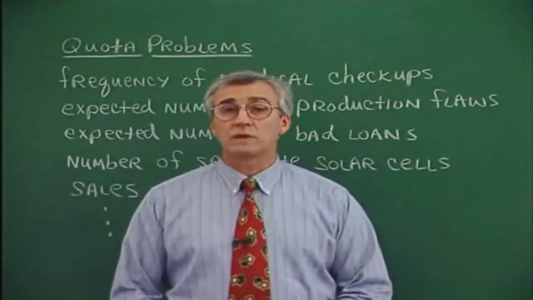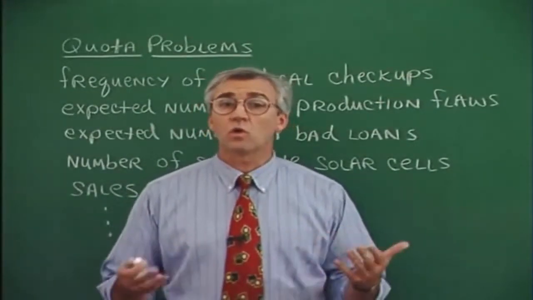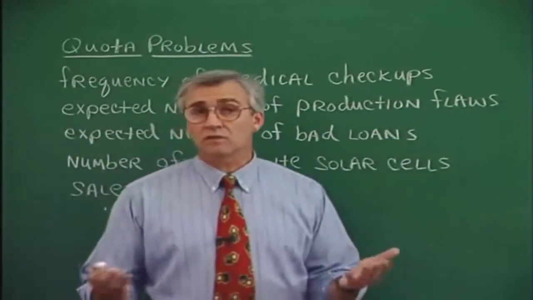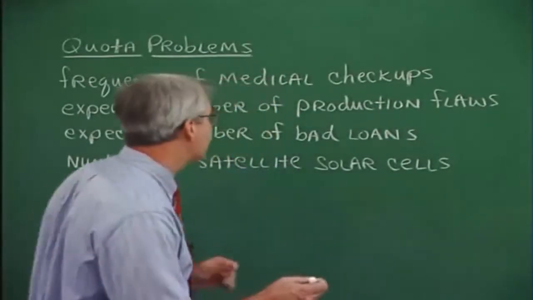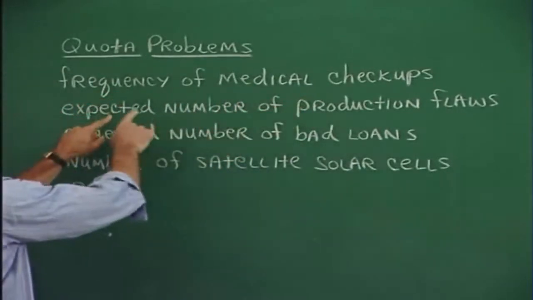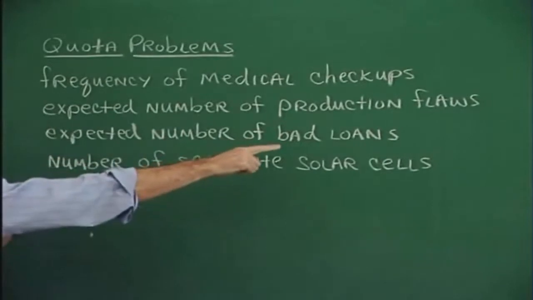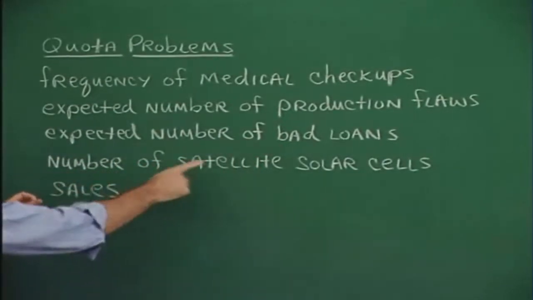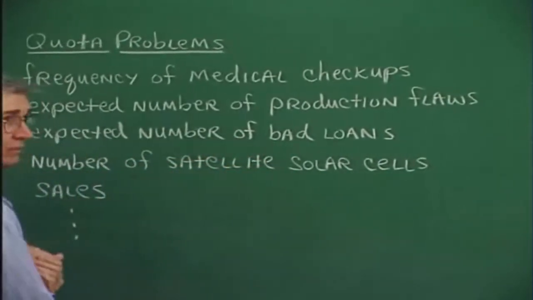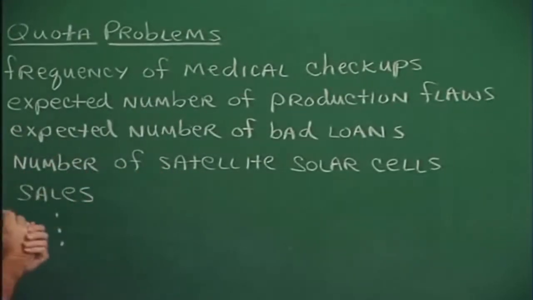The type of problem we just looked at falls into a category of problems called quota problems. And they occur rather often in everyday life. They involve such things as the frequency of medical checkups, the expected number of production flaws, the expected number of bad loans at a bank, number of satellite solar cells, which is what we just looked at, sales quotas fall into this category, and that kind of thing.